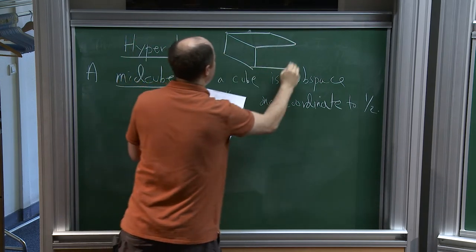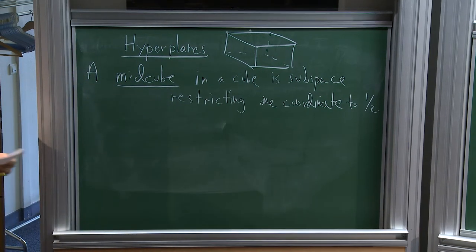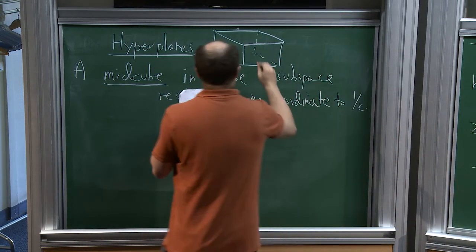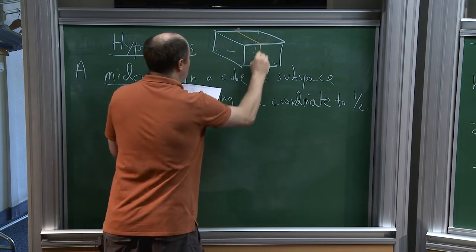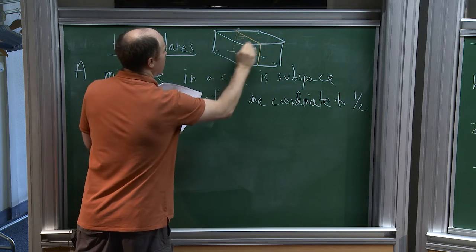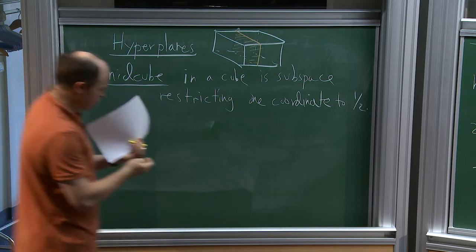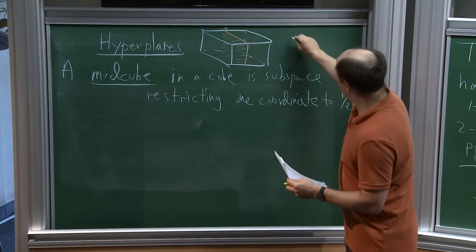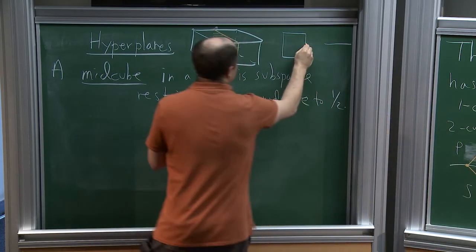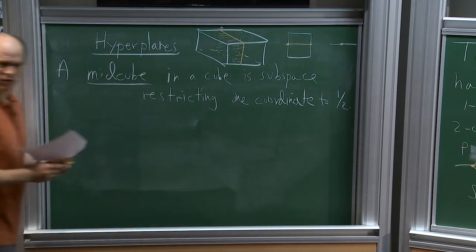in this 3-cube right over here, which we're going to conveniently identify with the product of three intervals, if we restricted one of the coordinates to 1/2, then we'd get that mid-cube over there. And there are two other mid-cubes in that 3-cube. And maybe in this 2-cube, there's that mid-cube right over here. And in this 1-cube, there's that mid-cube right over there. You all know what mid-cubes are now.